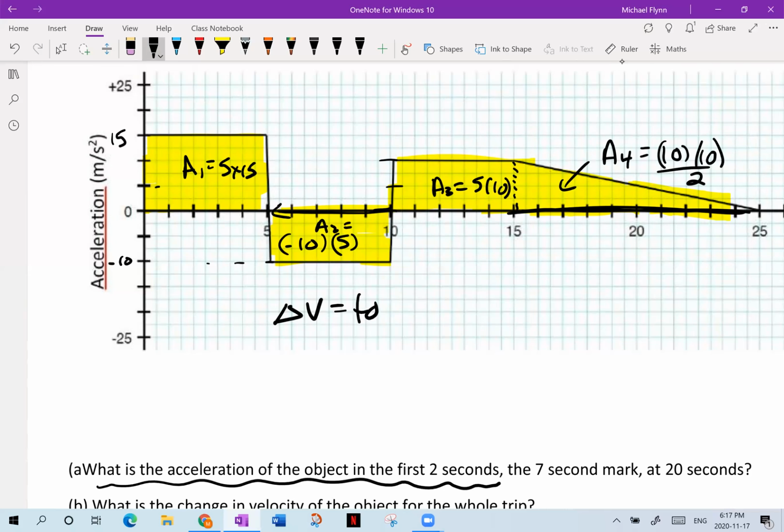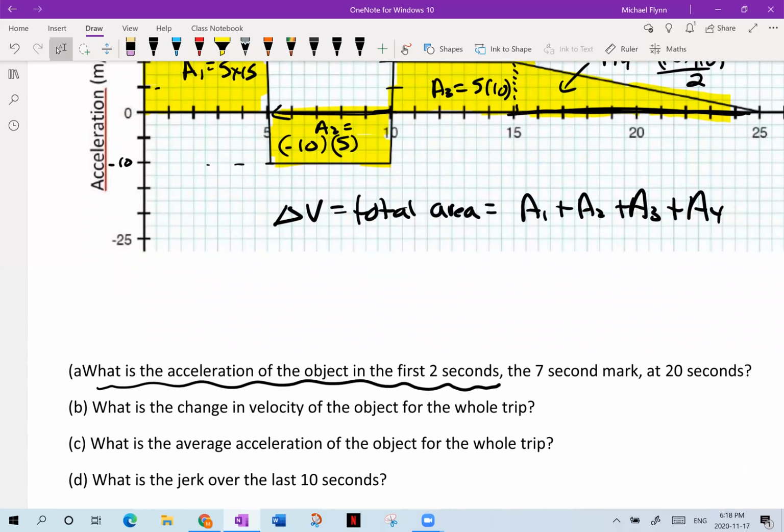Okay, will equal the total area, which is equal to area 1 plus area 2 plus area 3 plus area 4, right? And that's how you find the change in velocity on an acceleration time graph. Okay, so that's how you'd answer a question like letter B.